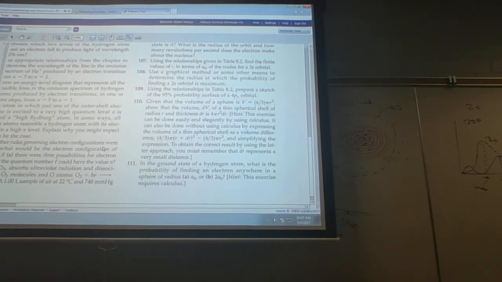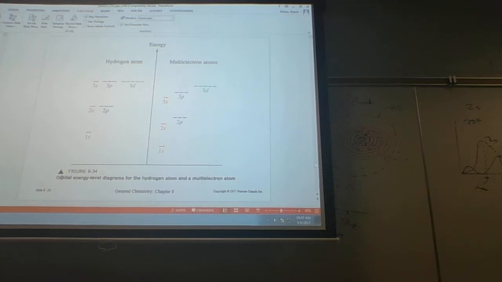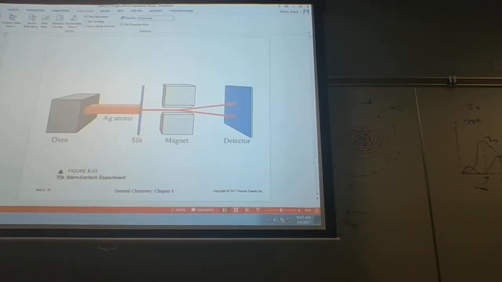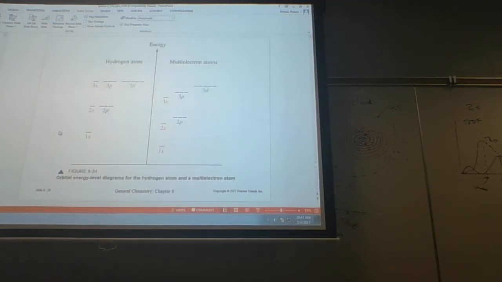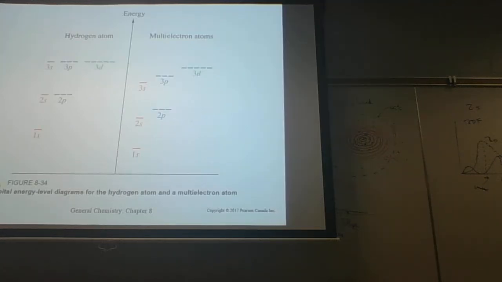Now, why? Let's go back to this. Why did the Bohr model fail? The Bohr model failed basically because of this. If the 2s and the 2p and the 3s, 3p, and 3d all stayed the same energy, then we wouldn't have known the Bohr model was wrong. The reason you know the Bohr model is wrong is because of this failure.